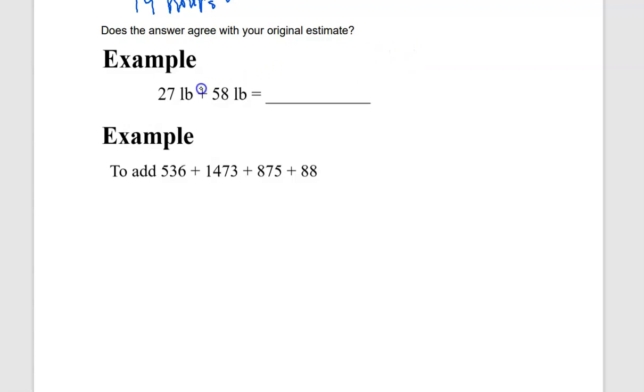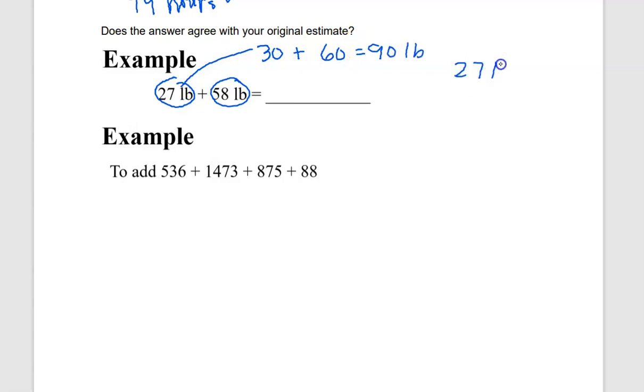What would you take 27 to be if I was going to estimate it? Closer to 30 than 20? Okay, 58 would be closer to 60 than 50, and if you add that, we would be talking about 90 pounds. If we want the exact answer, 27 pounds plus 58.